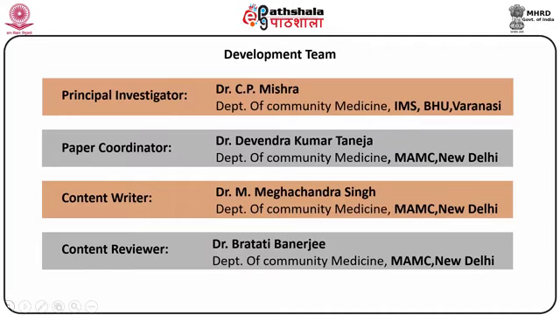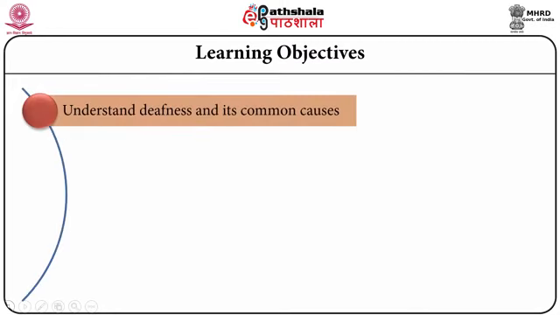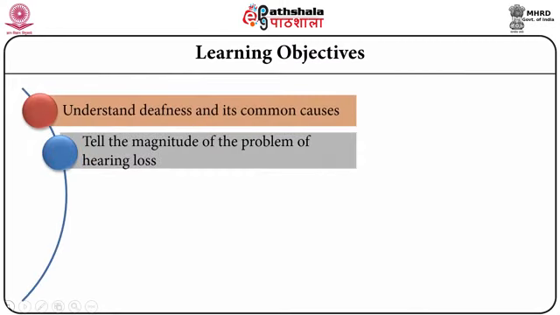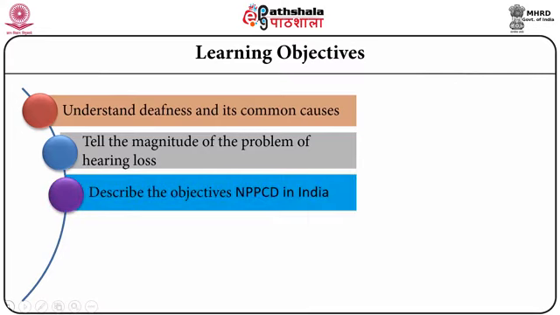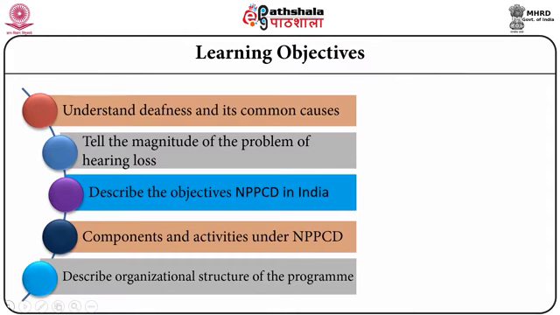The learning objective that has been set for this session is, number one, to understand deafness and its common causes. After going through this session, one should be able to tell the magnitude and problem of hearing loss, describe the objectives of National Program for Prevention and Control of Deafness in India, enlist components and activities under National Program for Prevention and Control of Deafness, and describe the organizational structure of the program.